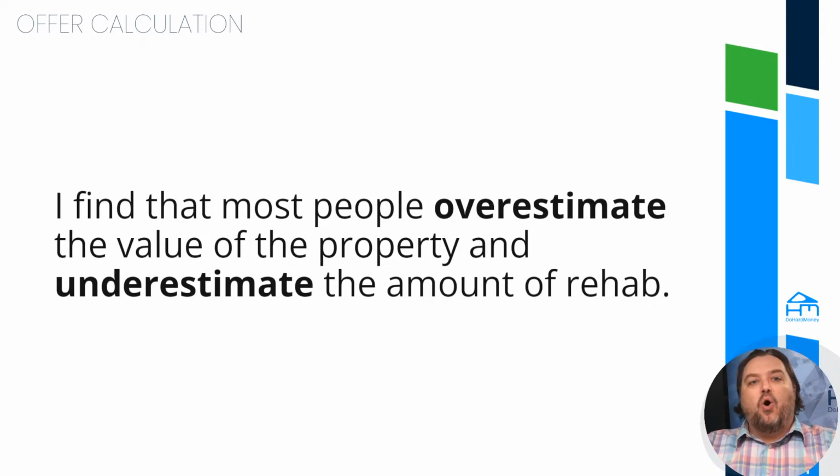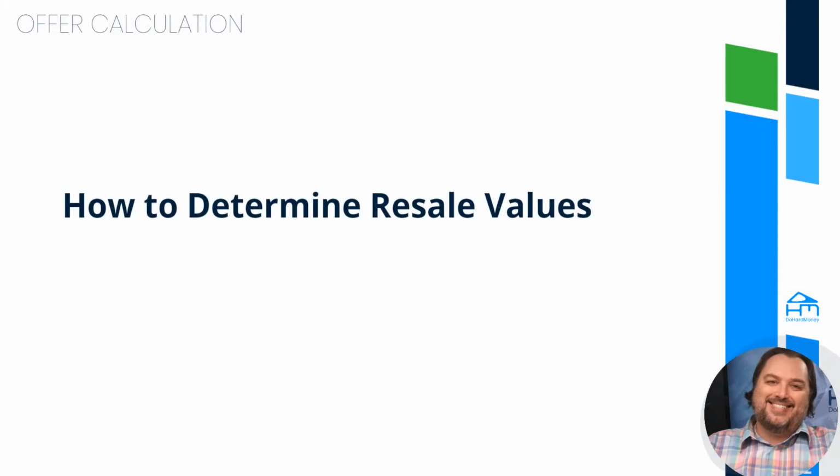I find that most people overestimate the value of the property and underestimate the amount of rehab. Okay, let me say that again. Overestimate the value. So if the property is really worth 100, they're thinking, hey, it's going to be 125. Also, they underestimate the rehab. If you think the rehab is going to be 50, well, it may turn into 70. Those are two mistakes I see, and we're going to tackle those and talk about some ways that we can avoid those mistakes. And you've got to be going in like a detective.